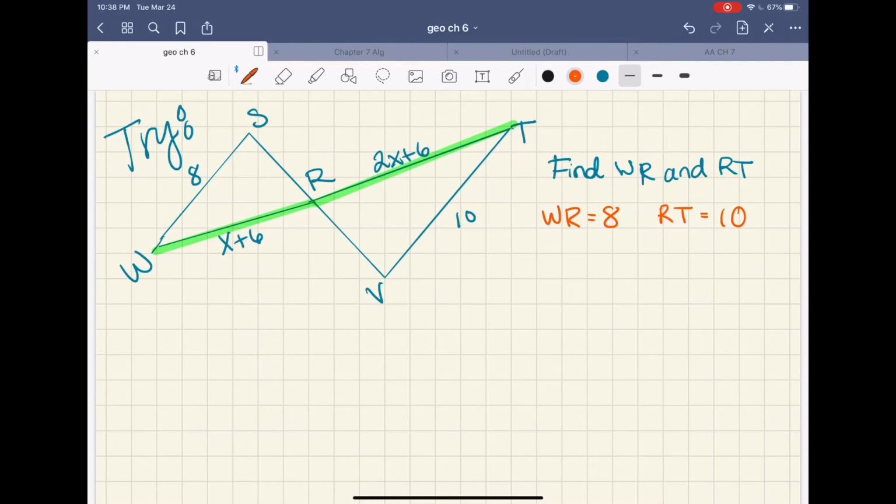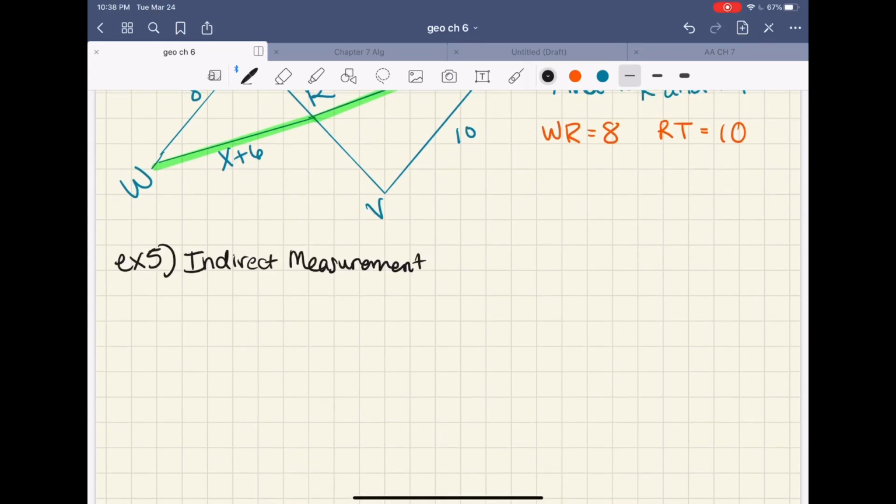This is actually a pretty short lesson because we've got just one more example here, and it's a real world one. Example 5, indirect measurement. Here we go.